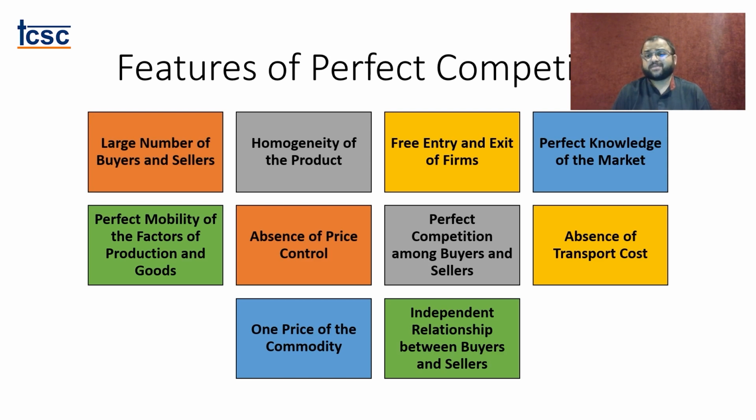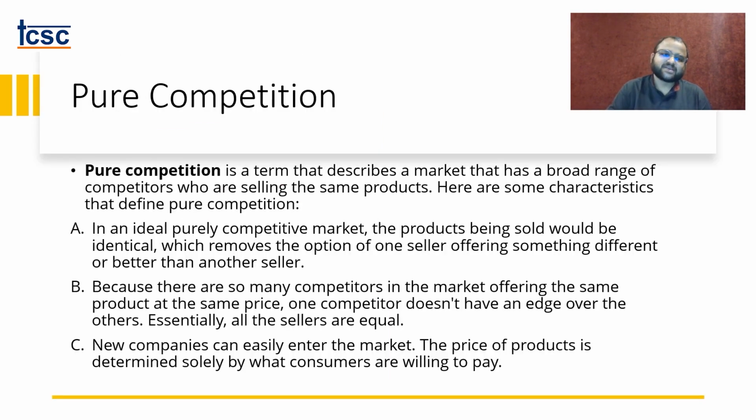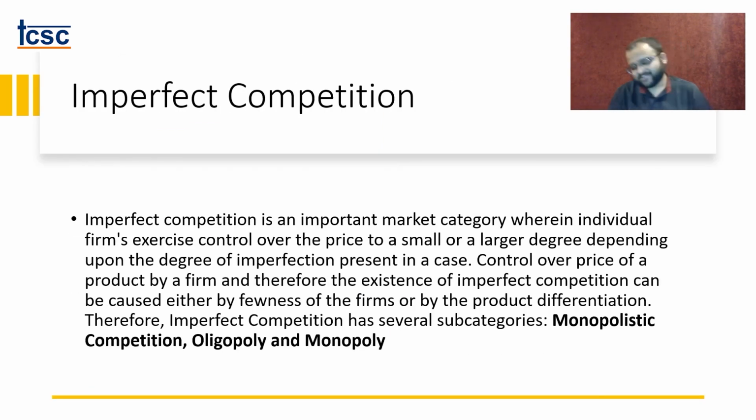As everyone is aware about the products, there is no additional cost. Everyone has all the idea about the product, so you cannot charge a different price. You'll have one price for the product. Significantly, there is an independent relationship between buyers and sellers in this form of market. Now, that completes perfect competition.